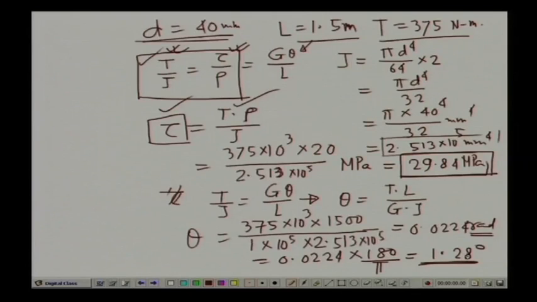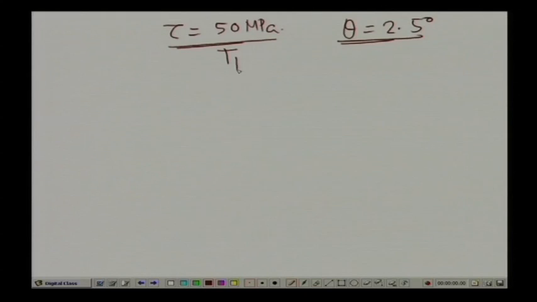So, this is the angle of rotation and this is the stress. These are the two parameters that we had to evaluate. Shear stress tau is given by this. Now, let us look into the second part, wherein we have to compute the value of the twisting moment for limiting stresses. The limiting stresses are: tau is limited to 50 megapascal and the angle of twist theta is 2.5 degree. For these two cases we will have to find out what is T.